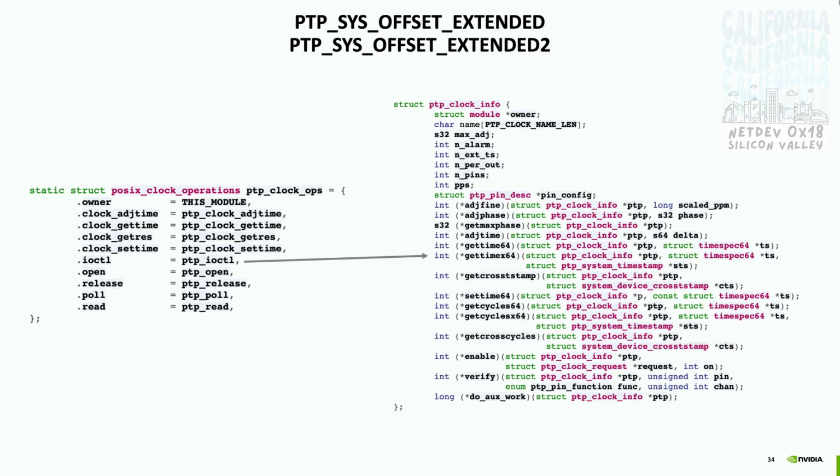The next one is the system offset extended. This is the new function that calls into get time x4.